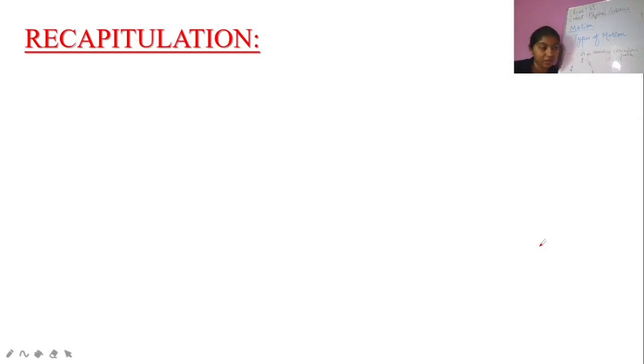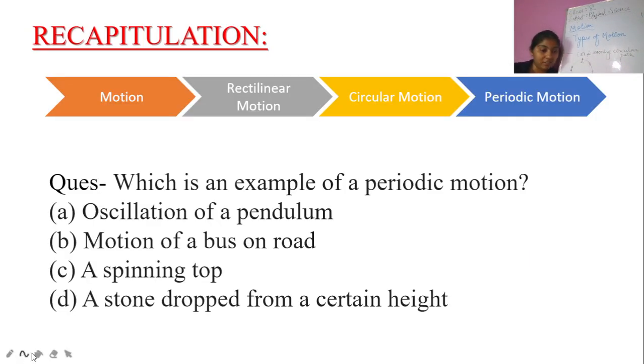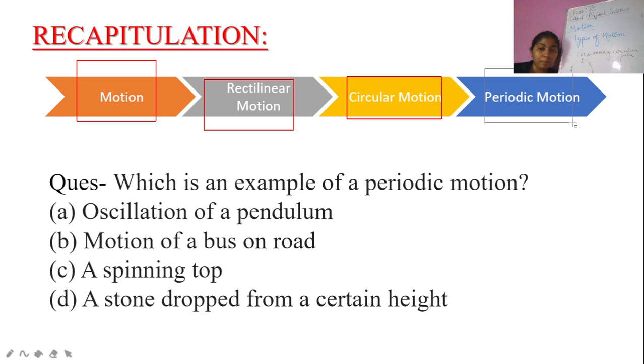So now let's recap what we have discussed. Basically, today we have discussed motion, that is, types of motion: rectilinear, circular, periodic, right? Now students, you have to give me the correct answer for this question. Read it carefully and then tell me which of the following is an example of periodic motion: oscillation of a pendulum, motion of a bus on a road, spinning top, a stone dropping from a certain height. What example have we discussed in our class? Yes, very good. That is A, oscillation of a pendulum. So this is an example of periodic motion. Very good. Check your answer. Did you get the same answer?